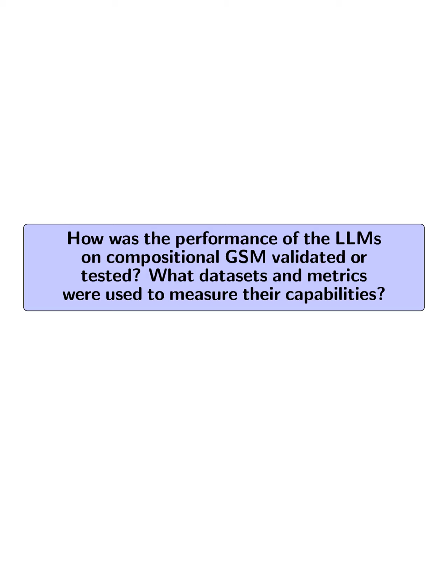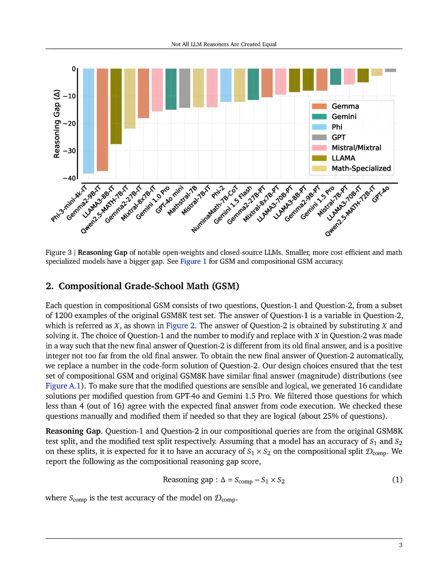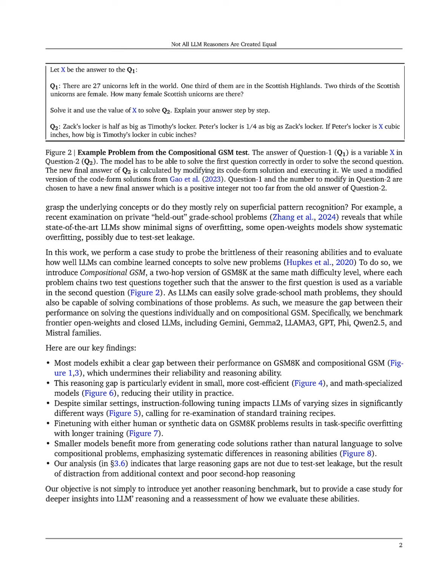How was the performance of the LLMs on compositional GSM validated or tested? What datasets and metrics were used to measure their capabilities? The performance of the LLMs on compositional GSM was validated by benchmarking their accuracy on a newly introduced test set, compositional GSM, which consists of two-part questions derived from the original GSM 8K dataset. Each question requires the answer from the first question to be used as a variable in the second question, allowing for a direct comparison of individual question performance versus compositional reasoning.